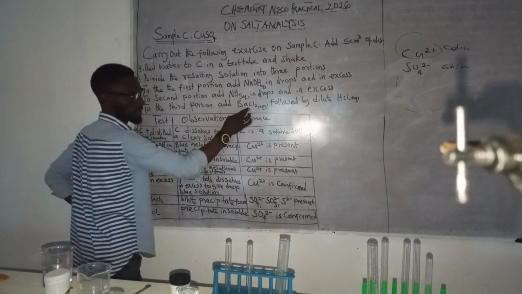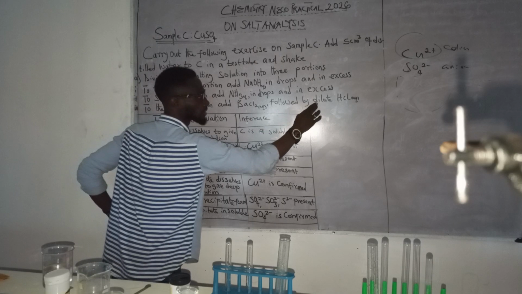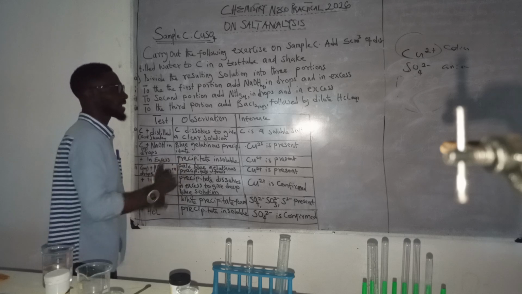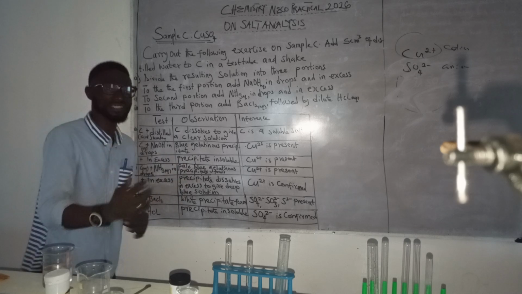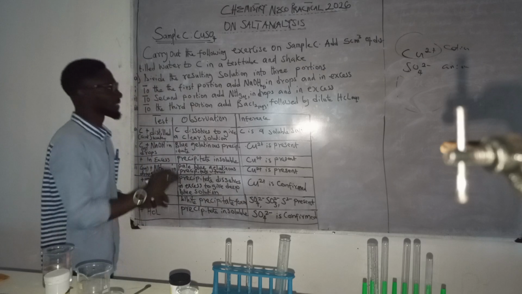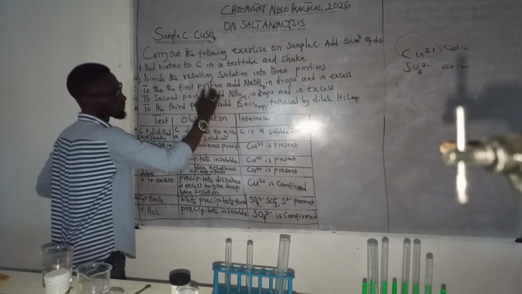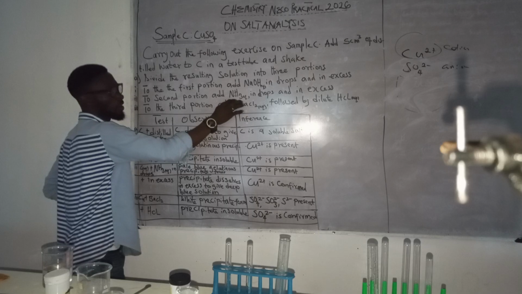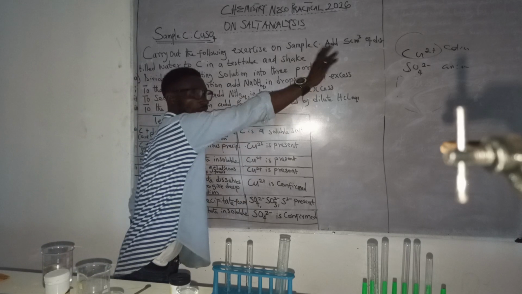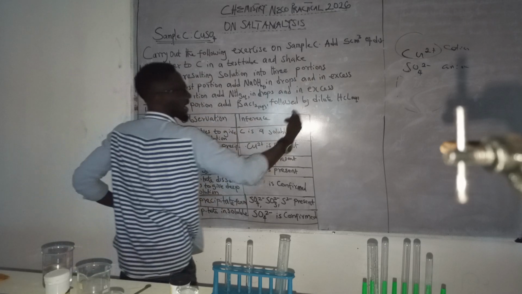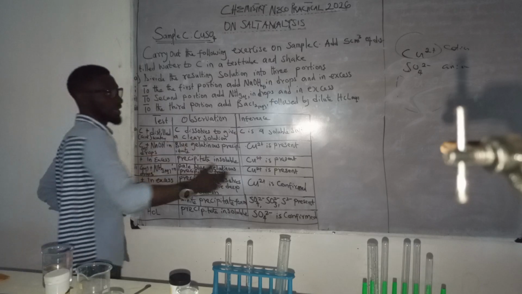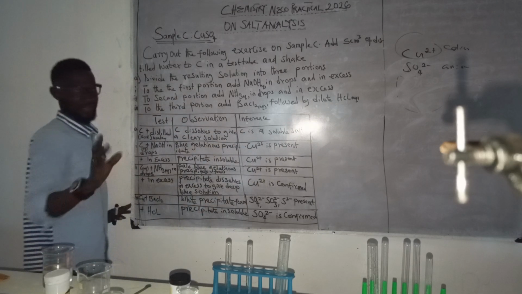add barium chloride followed by dilute what? Hydrochloric acid. Now, let me just tell us that in carrying out this salt analysis, there are some reagents that are used as a confirmatory test, like that of ammonia. Ammonia is used for confirmatory tests in regards to what? Copper 2 ion, whereas hydrochloric acid is used for confirmatory tests in regard to sulfate ion.